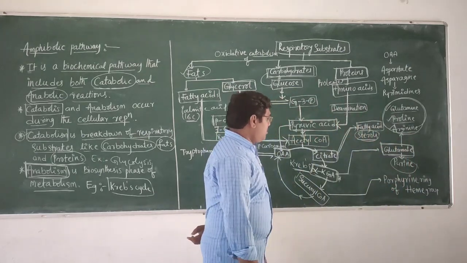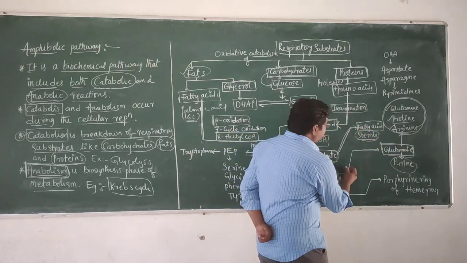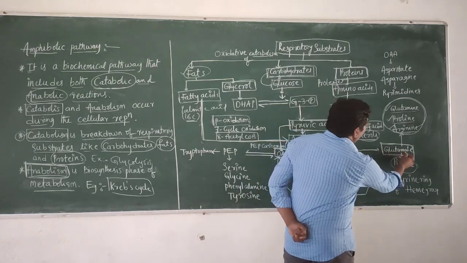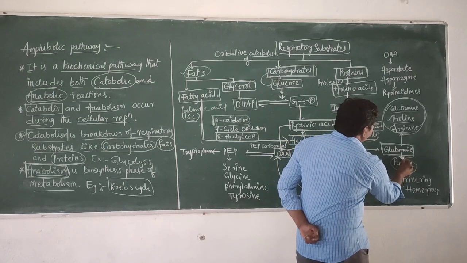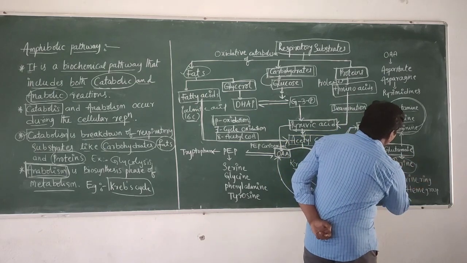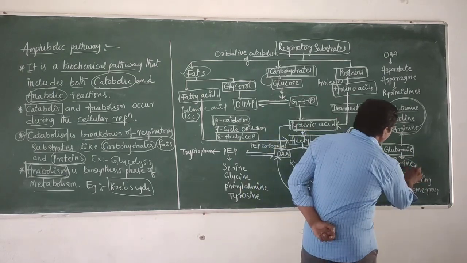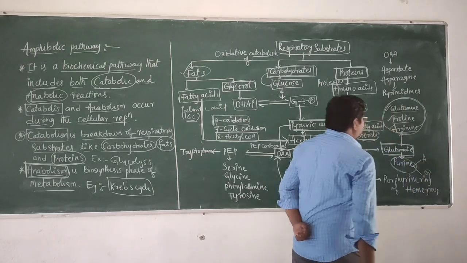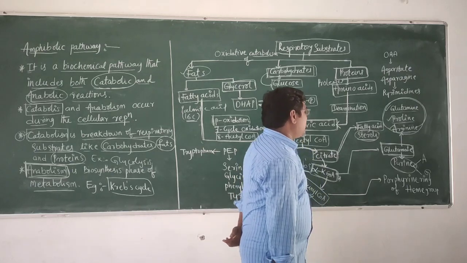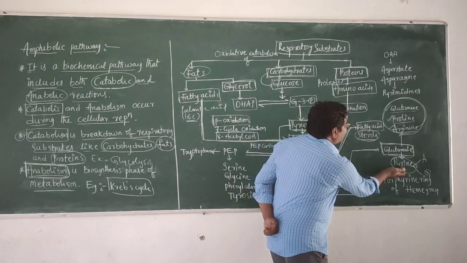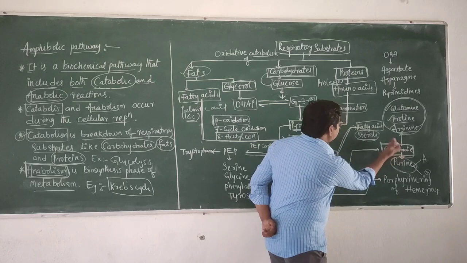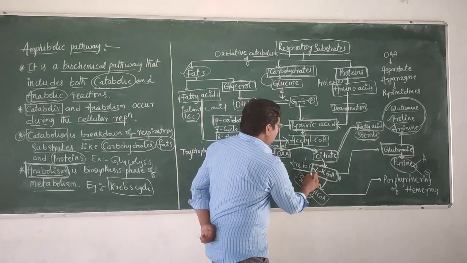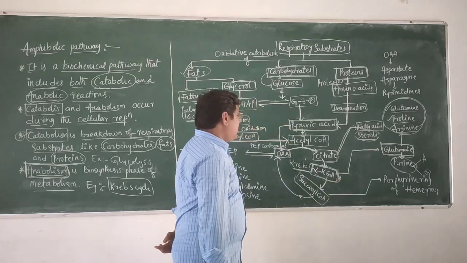So next important concept here: alpha ketoglutarate is also the main precursor for the synthesis of purines. Alpha ketoglutaric acid is converted into glutamate, and this glutamate is the main precursor for the synthesis of purines. What are the purines? The purines are of two types, adenine and guanine. So the purines are synthesized from glutamate, and glutamate is synthesized from alpha ketoglutaric acid.